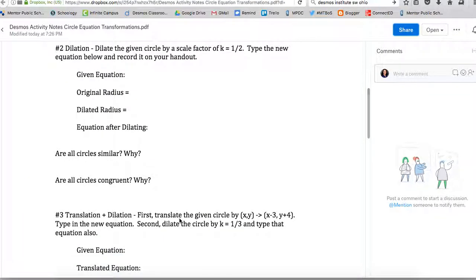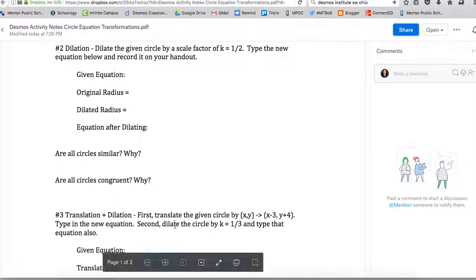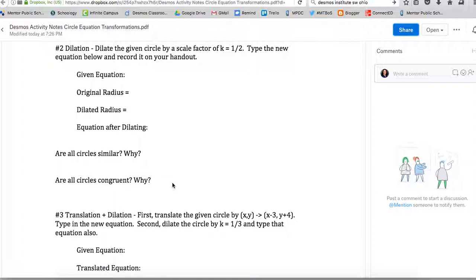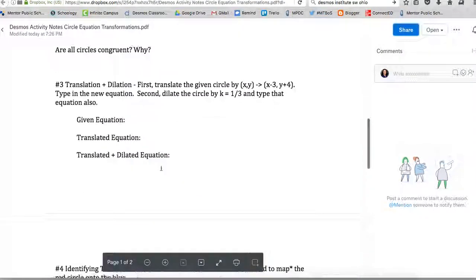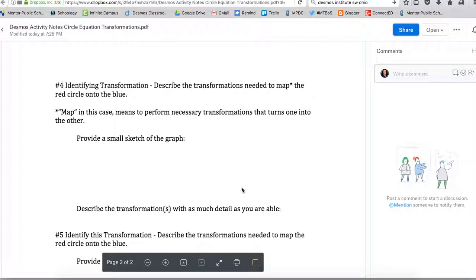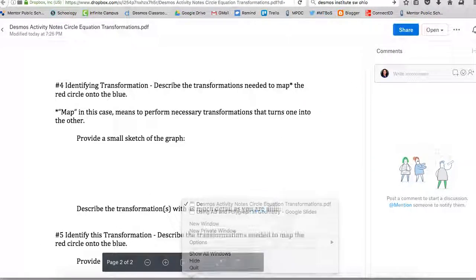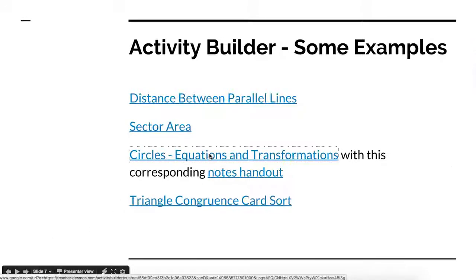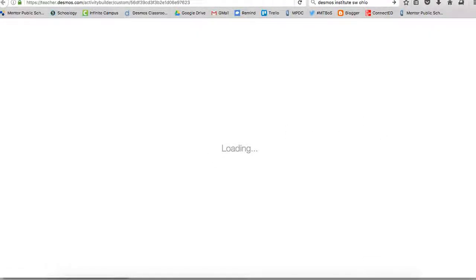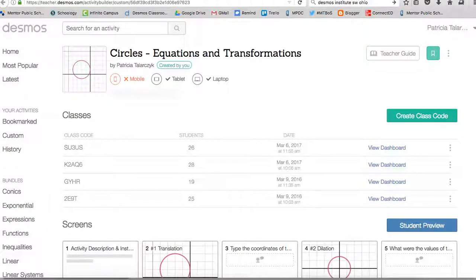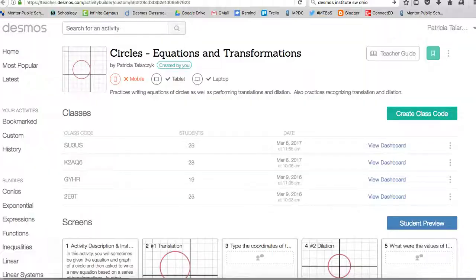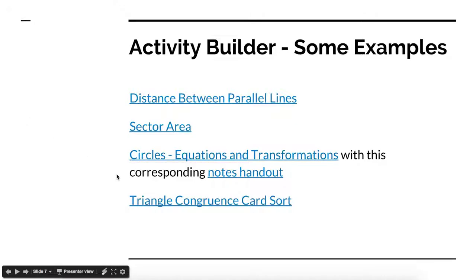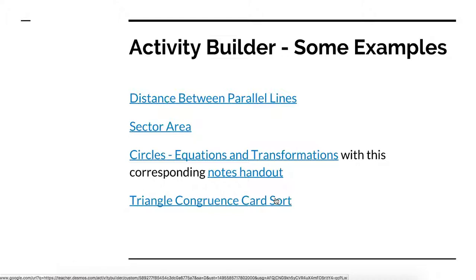And I threw in a little bit of written response about whether or not circles are similar and why, congruent, and why. So this goes on to some slightly more complicated examples where they have to do both translation and dilation in the same step. Or with the same circle, I should say, and eventually write down some rules for how the equation of a circle works.